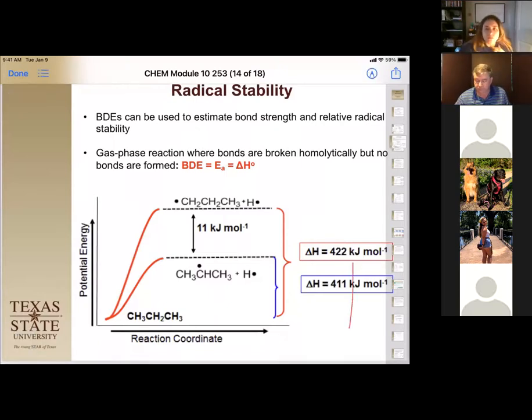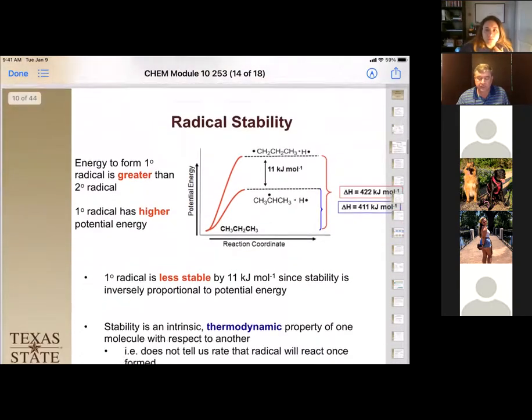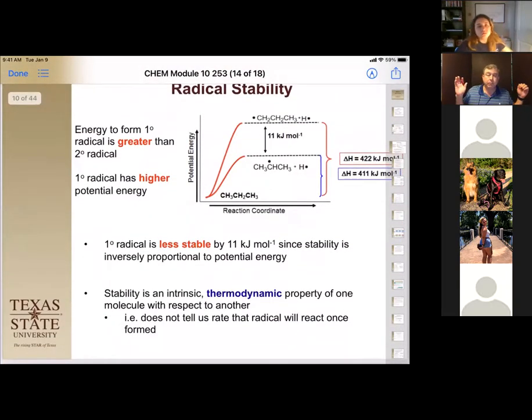Okay, all right. So what we'll see here is that primary radicals are always less stable than secondary radicals, and secondary radicals are less stable than tertiary radicals. And so because this stability is a thermodynamic property, it doesn't tell us anything about the rate of the reaction. It only tells us what's more likely to form. The secondary will form at a lower energy than the primary. Okay, so again, it doesn't talk about rate, it only talks about energy.